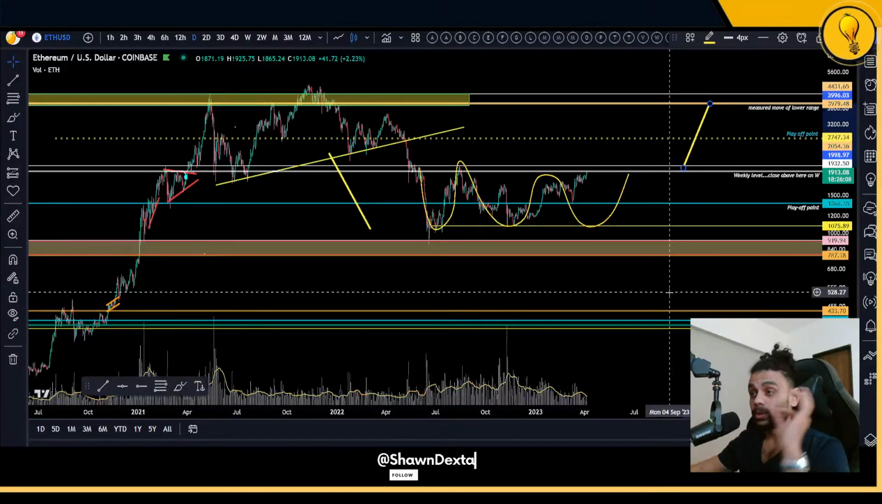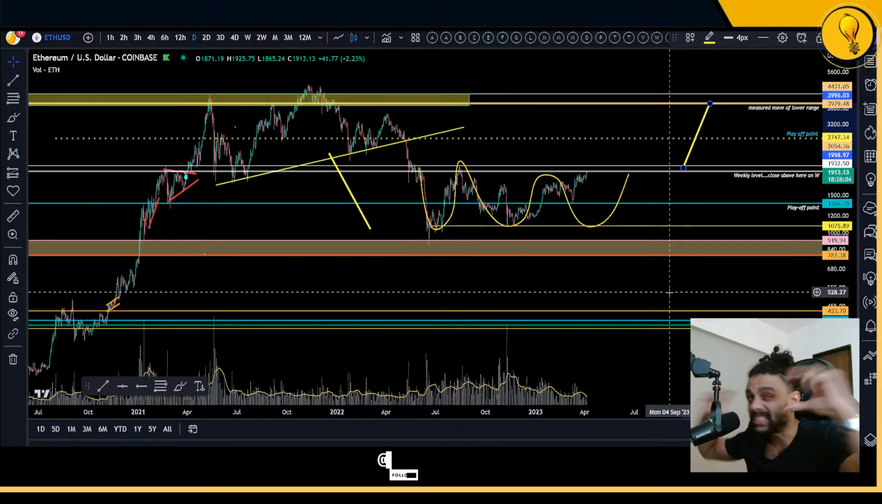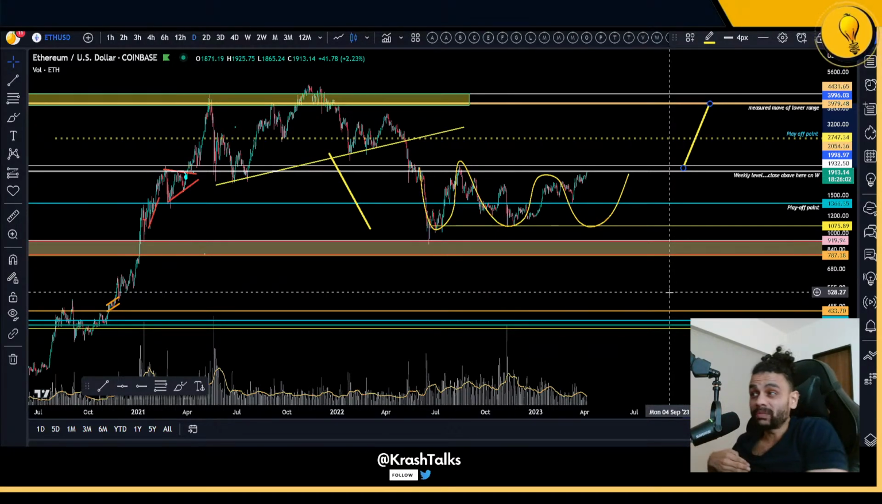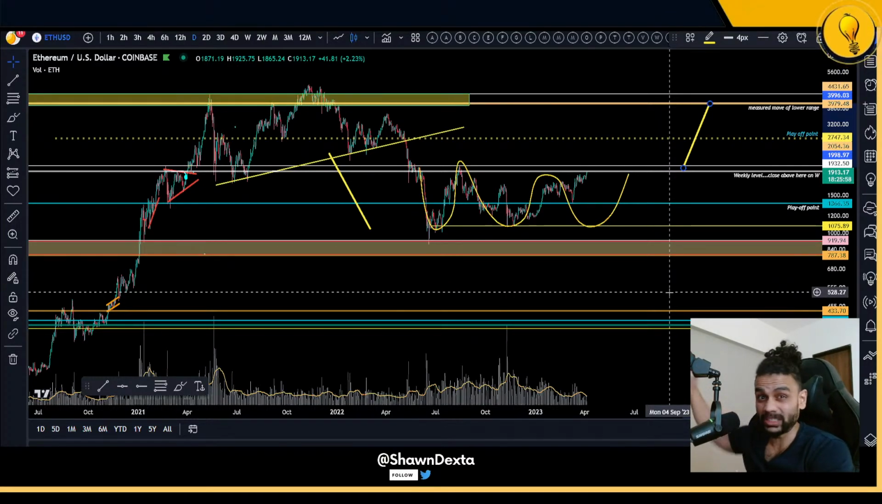Now, notice how I'm using the word region. Notice how I'm not using the word target. We're not looking for targets here. Don't get too nitpicky when you're looking for such a big move, right? All the way from 1,000 all the way to like 4,000, 3,000. These are 100%, 200%, 300% moves.